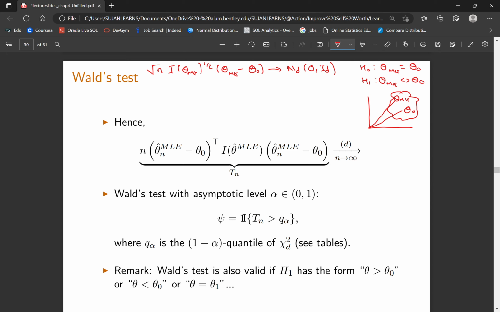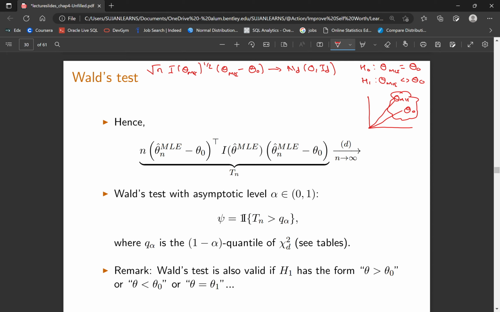Now, the starting point for our calculation is the statement from our last slide, where square root of n times the square root of I, the Fisher information of theta MLE, times theta MLE minus theta naught, is asymptotically equal to a normal distribution with the identity covariance matrix. Now let's start with some calculation here.